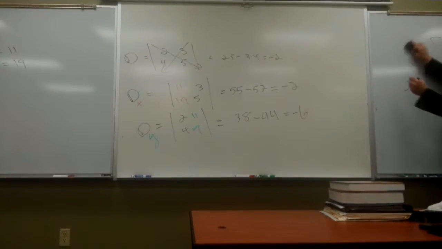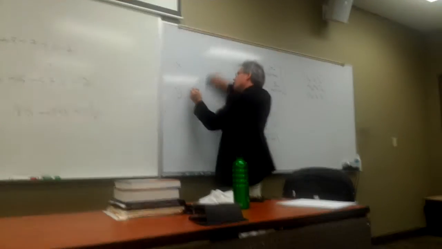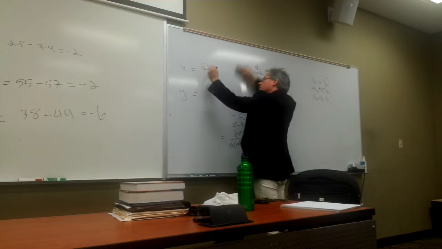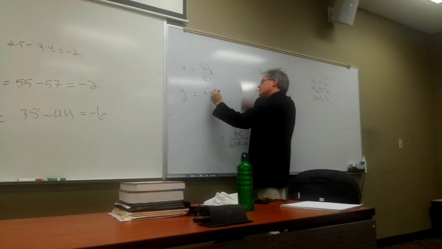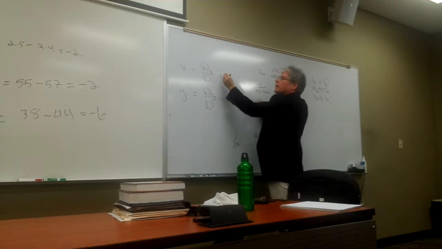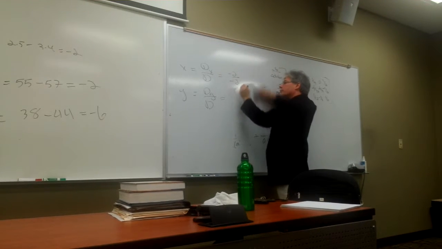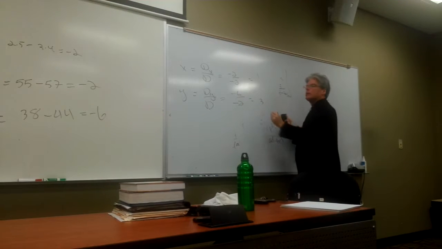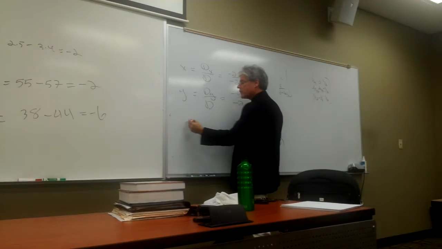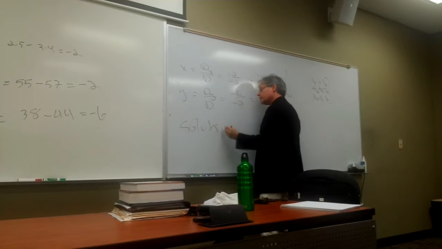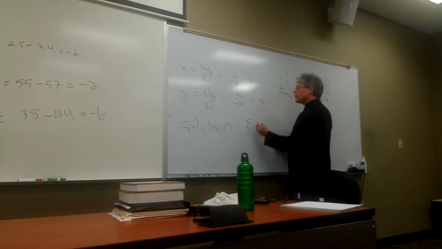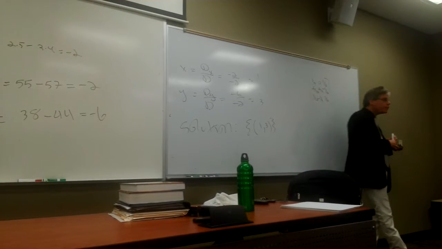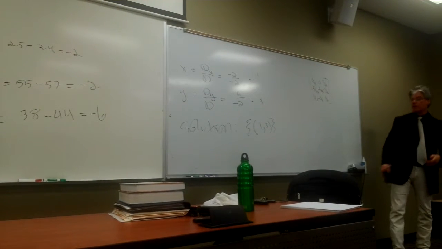And my solutions for x and y are going to be as follows. They're going to be nothing more than the ratio of d sub x to d and the ratio of d sub y to d. In this case, that would be -2 over -2 or -6 over -2. My solution to the system is merely the ordered pair 1, 3. It's just a whole new technique for solving systems of equations.